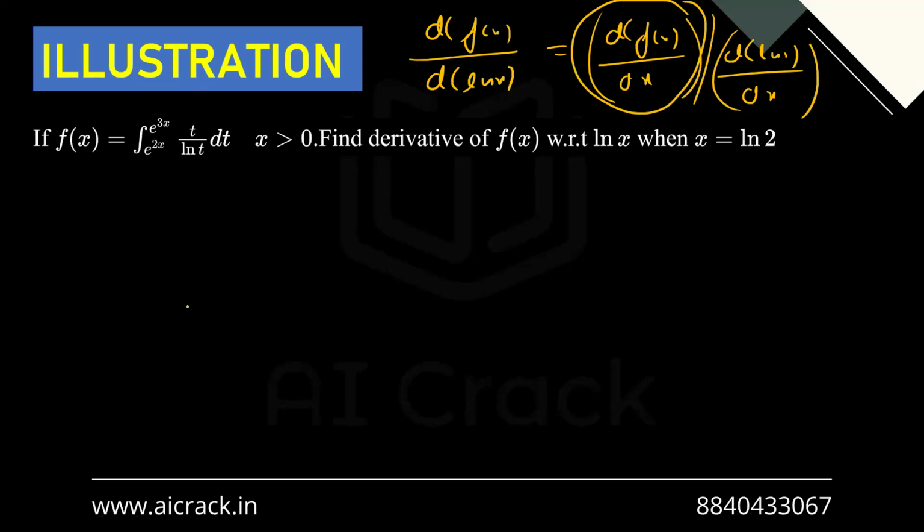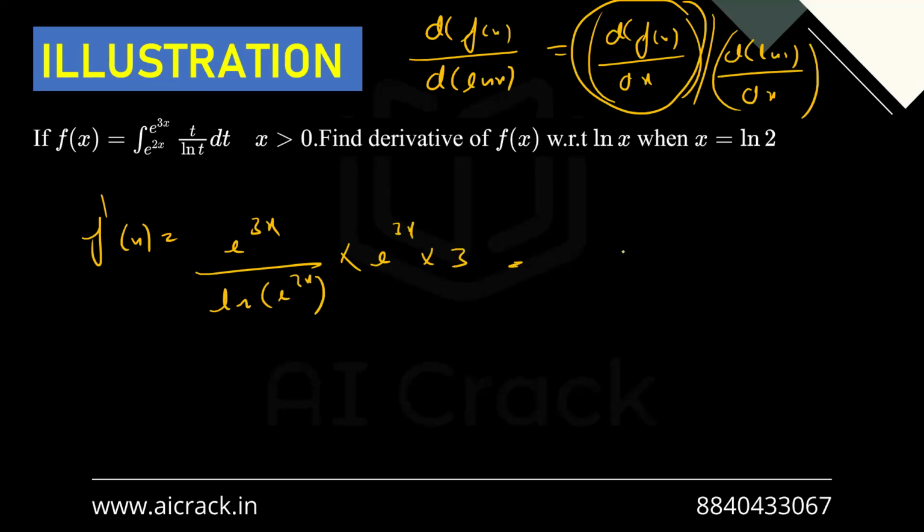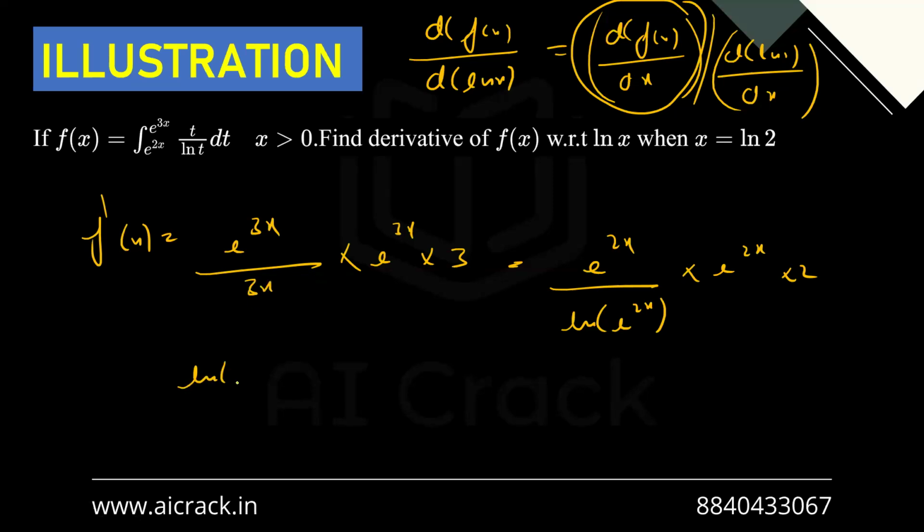Okay. So that would give us f'(x) as e^(3x) divided by ln of e^(3x) multiplied by the derivative of this one, that would be e^(3x) multiplied by 3, minus e^(2x) divided by ln of e^(2x) multiplied by e^(2x) multiplied by 2, basically the derivative of this one. Okay. Now, can we write this as 3x only? Why? Because ln of e^(3x) would be 3x multiplied by ln of e, and that is 1. So this can be written as 3x and this can be written as 2x.